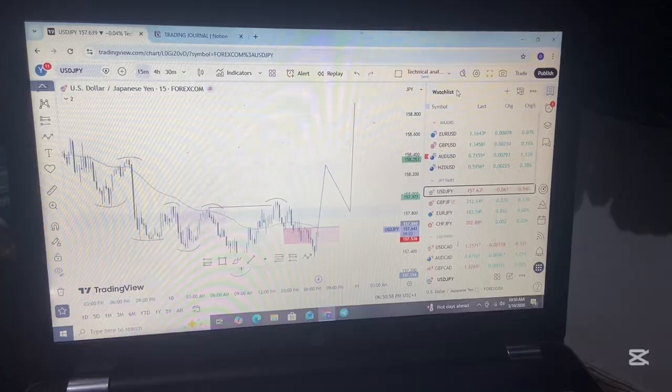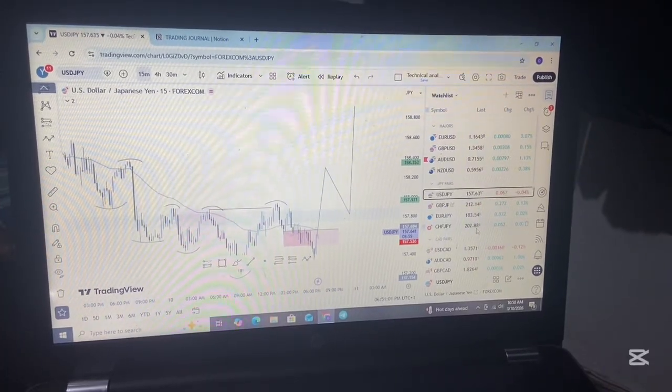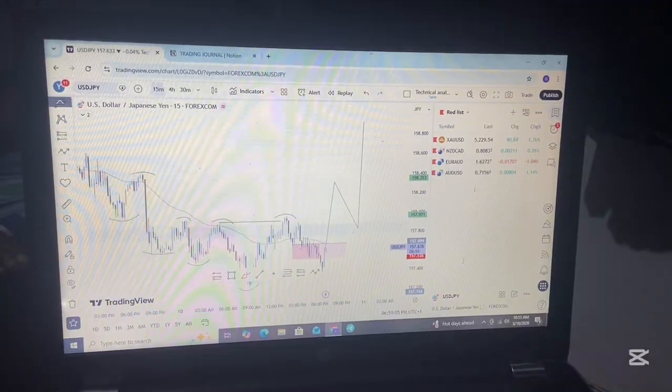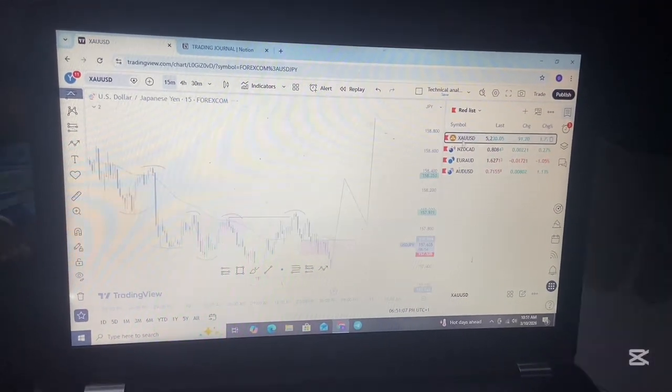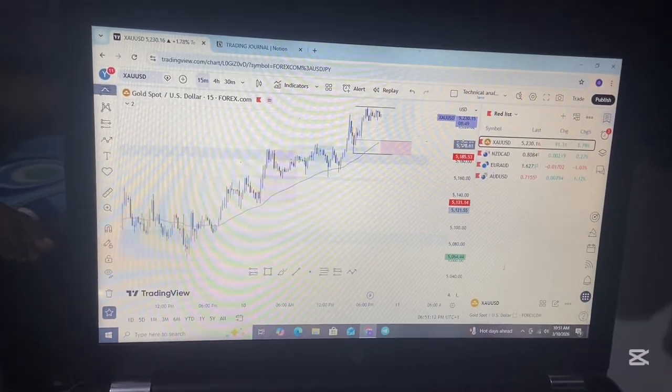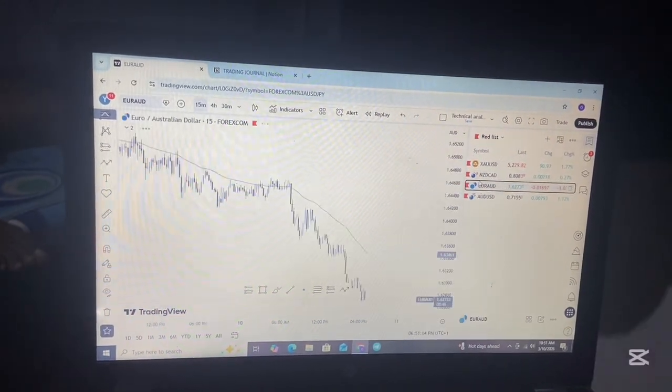And do I have any other pair on my watch list? I'm also monitoring entries on USD/CHF. Gold, I've been trying to buy gold, but I've not just found a good entry yet. This is what I'm monitoring, but I don't think I'm going to enter it. I'm just monitoring it with one eye.